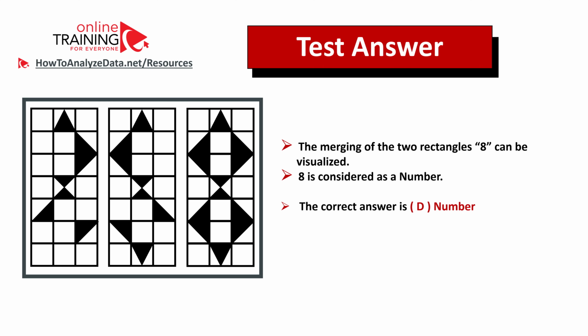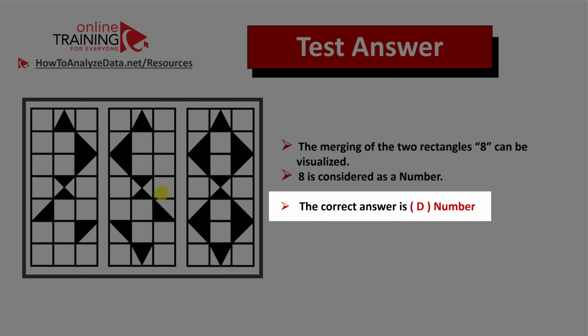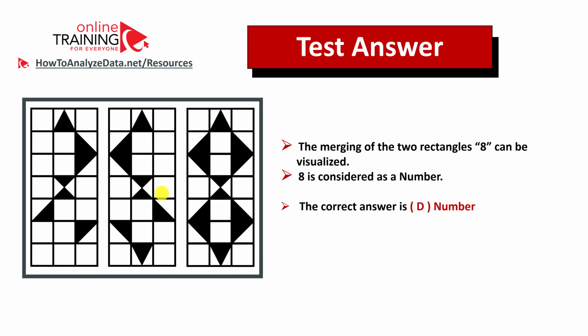Let me explain to you how you can come up with the solution on your own. Upon merging of two rectangles, you can see that 8 can be visualized, and 8 is the number. So the correct answer is choice D, number. Hopefully you've nailed this question and now know how to answer similar problems on the test.